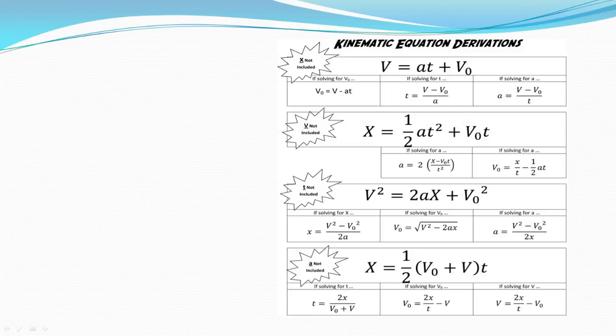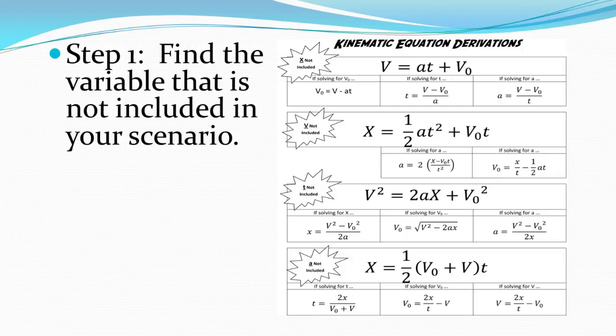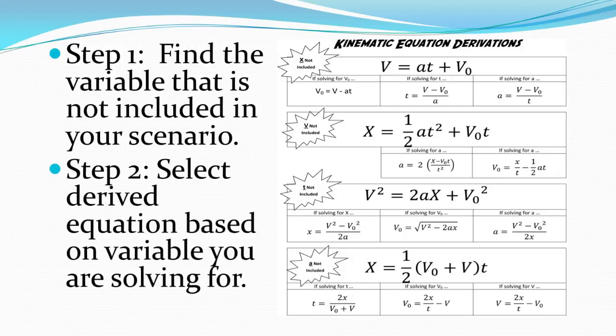If you're using a kinematic equation derivation chart, there's 2 steps. Step 1, find the variable that's not included in your scenario. Step 2, select the derived equation based on the variable you're solving for. So if you're solving for t, time, look for the equation underneath the base kinematic equation that has t by itself.